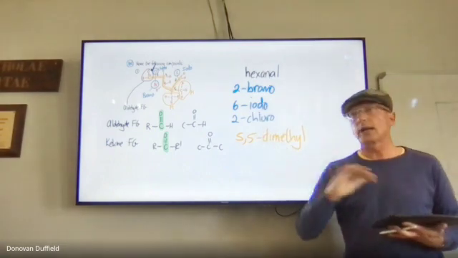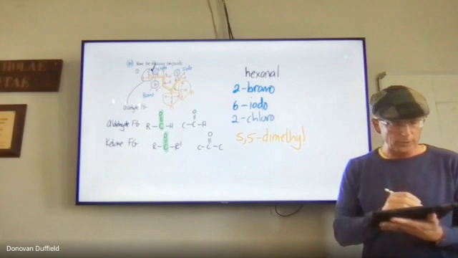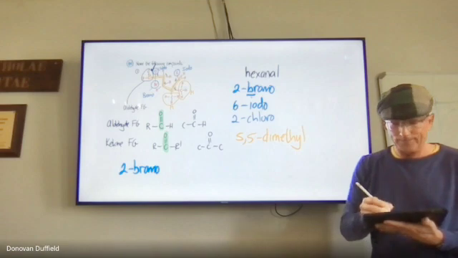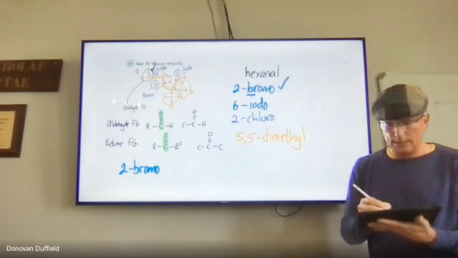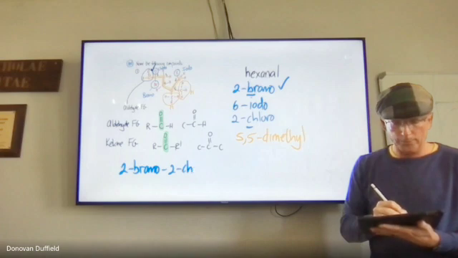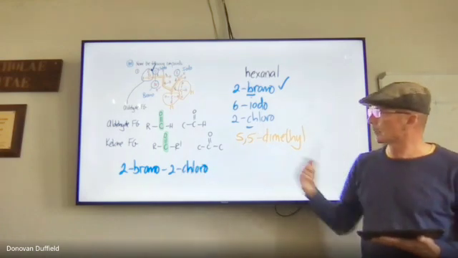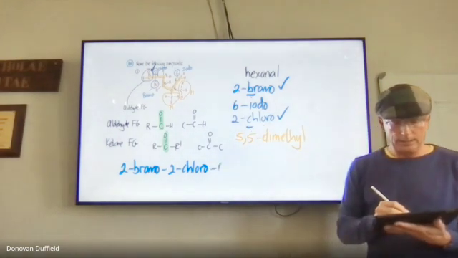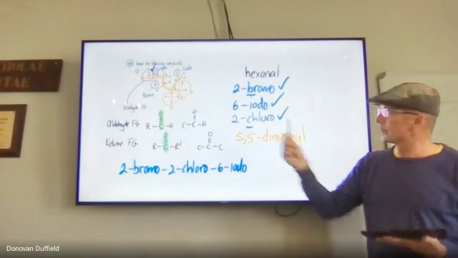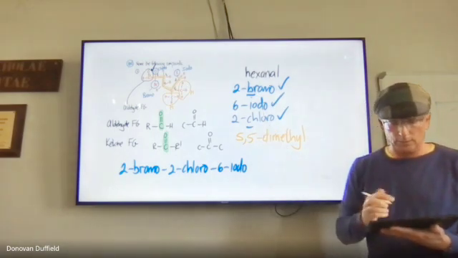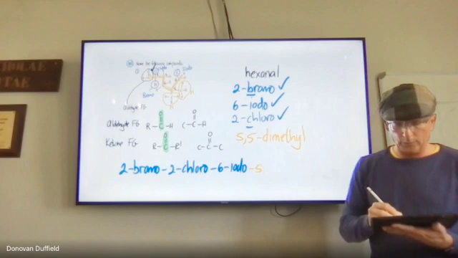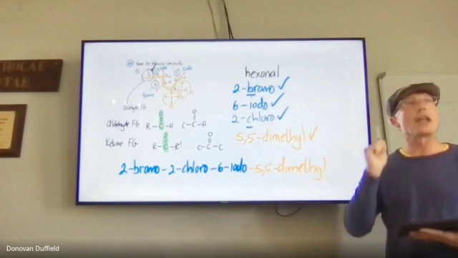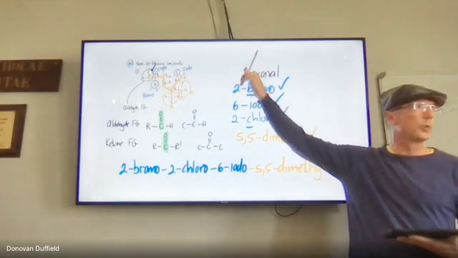The D for di is not included. Okay, so first things first, we've got the bromo. So it's going to be 2 bromo. Done. Then it's going to be the C, 2 chloro. Done. All right, that's done. Then it's the iodo. It's 6 iodo. That is done. And then, last but not least, is the 5, 5 dimethyl. That is done.